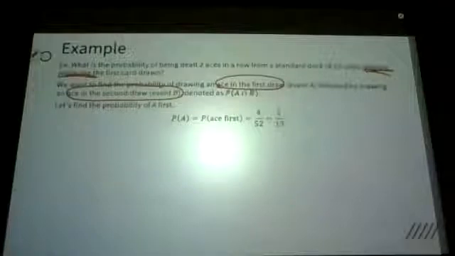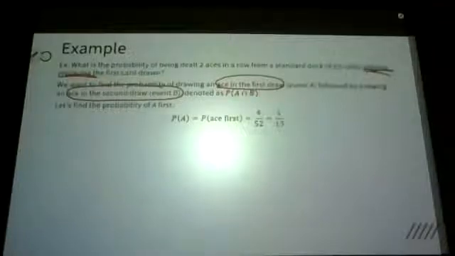So now the next part is the part that you have to think about a bit more. What about the probability of getting an ace if you got an ace in the first round? How does that change your answer? 3 out of 51. Does that make sense to everyone?